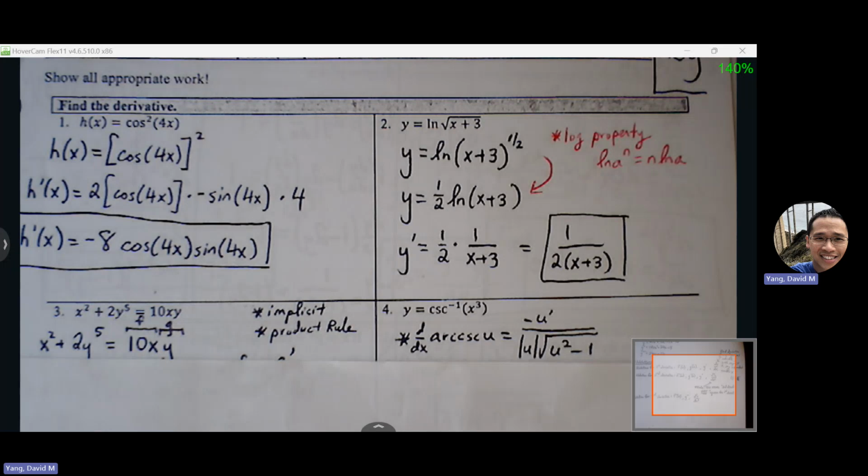Some students get mistaken when that 1/2 comes down. They feel like it's the power rule for derivatives, but it's only the power property for logs. When you bring that 1/2 down, you don't subtract one from the exponent, you just bring it down. It just makes it easier for your derivative step.